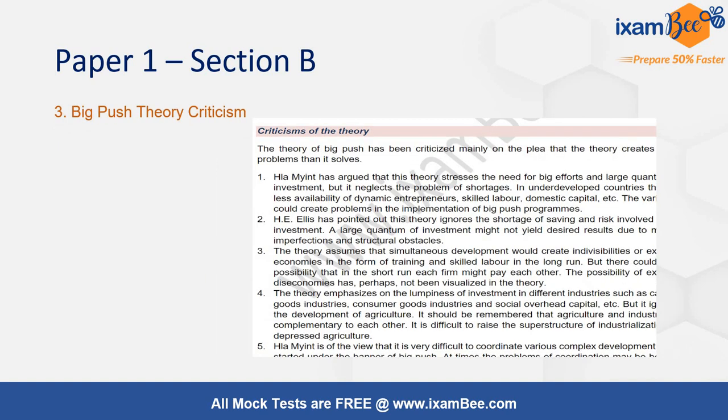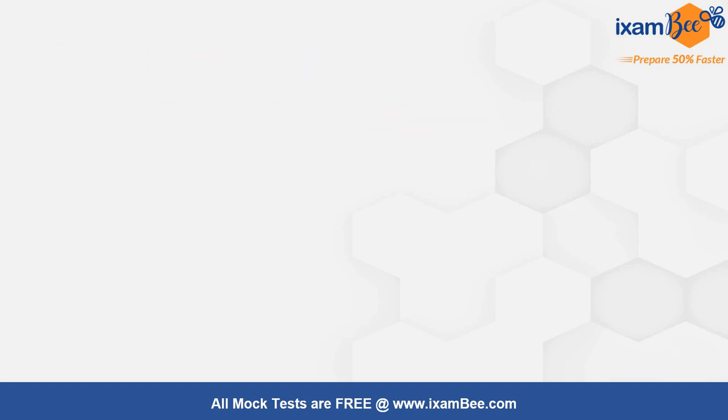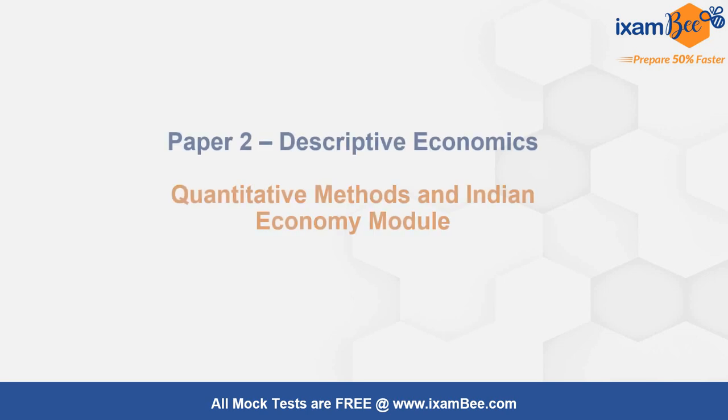Then there was a question on the big push theory and its criticism. The criticism of the theory we have already covered in detail in the course notes. There was a question from international trade, some endowment and relating to offer curves for 2 countries. We don't have the exact question yet, but this is anyway an important topic from international trade theory. There was this question from offer curves. So these were the questions which were in paper 1.